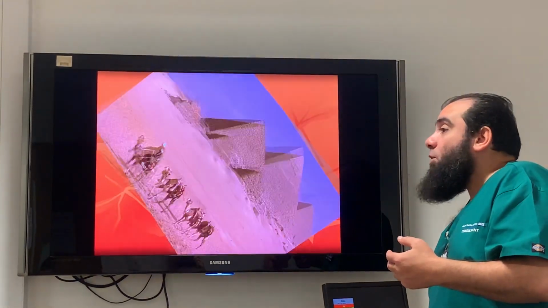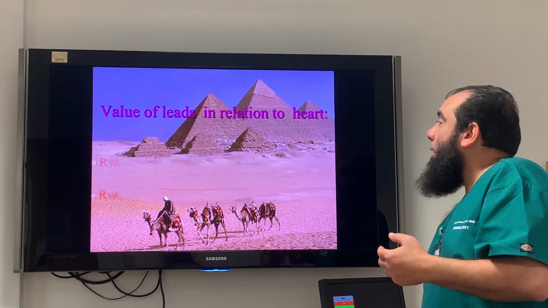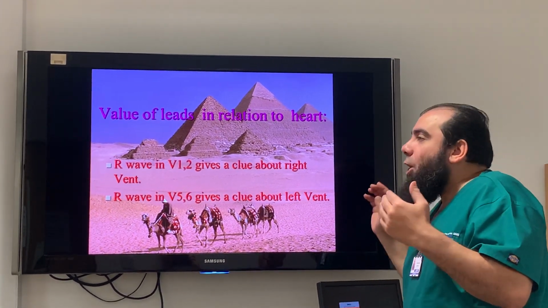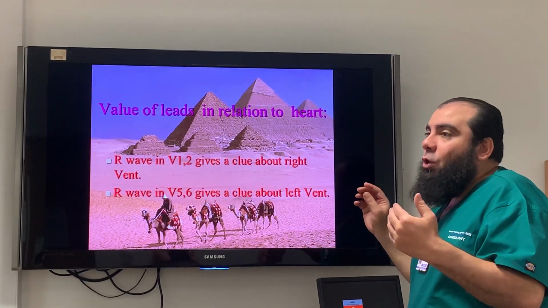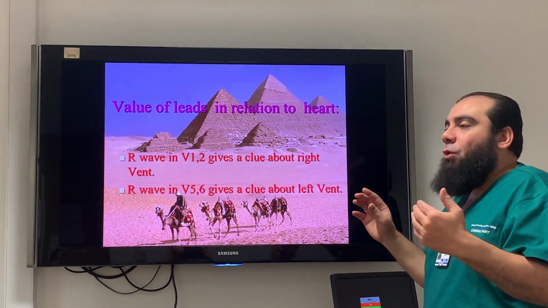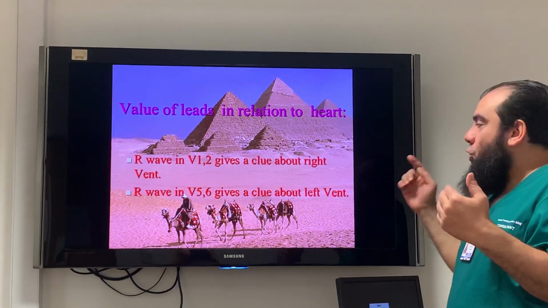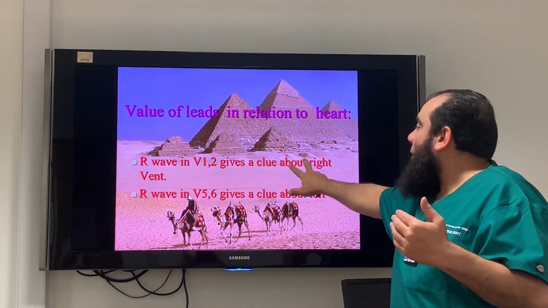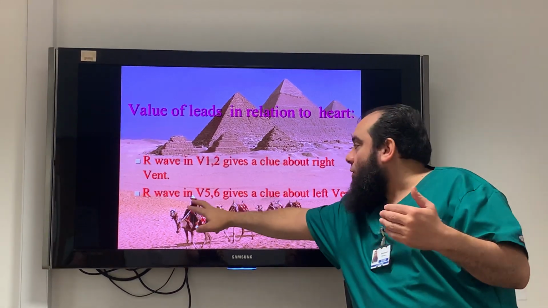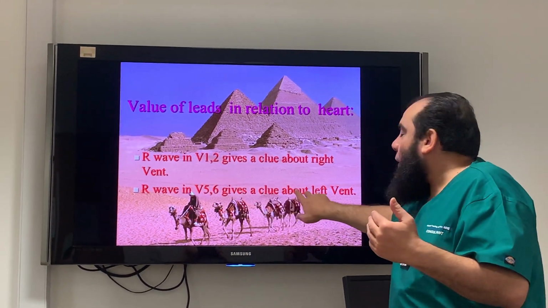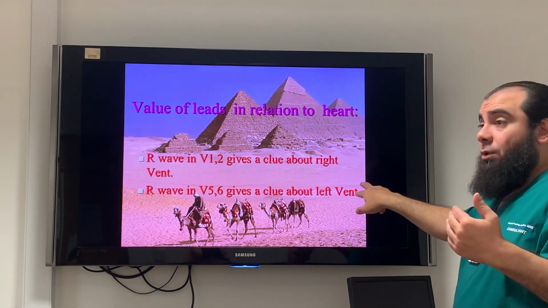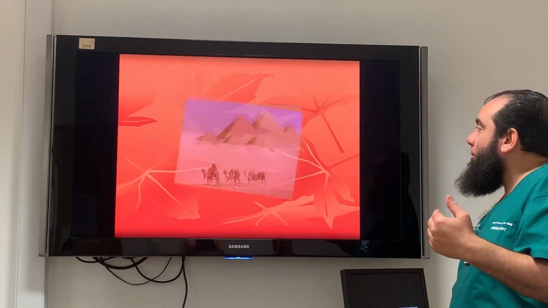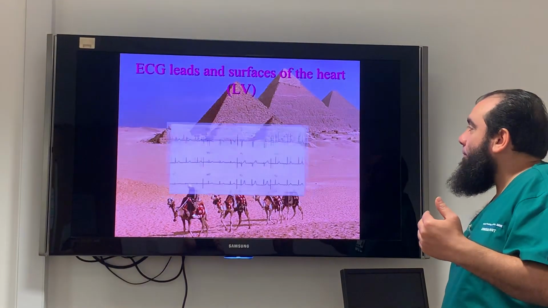When we are going to discuss a clue of the right ventricle or a clue of the left ventricle, like hypertrophy or bundle branch block, we look at the R wave in V1 and V2 if we need a clue about the right ventricle, and we look at the R wave in V5 and V6 to give a clue about the left ventricle, and we'll discuss that in time.